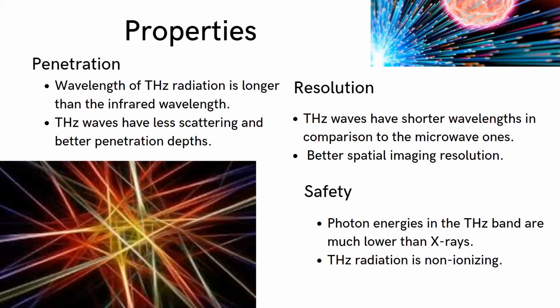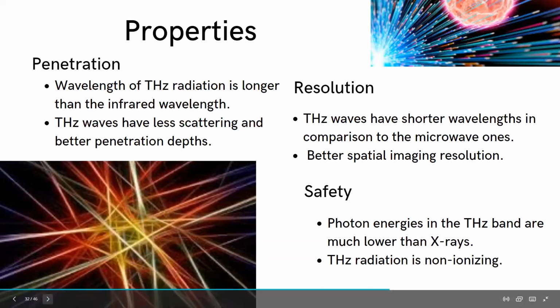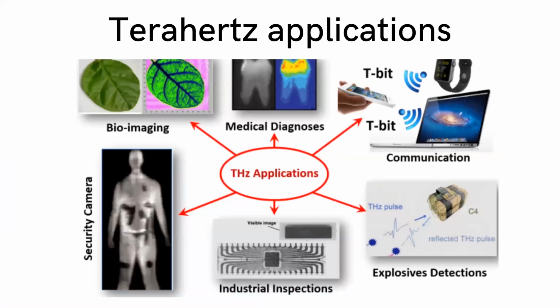So the next part is resolution. These terahertz waves have a shorter wavelength compared to that of microwaves, and they provide us with better spatial imaging resolution. So the imaging resolution is somewhat better compared to the other waves. Then regarding safety, this is much safer compared to the other radiations, because the photon energies in the terahertz region are much lower, or they emit less compared to X-rays. And one more point is that these rays are non-ionizing. So there is no risk in using this radiation.